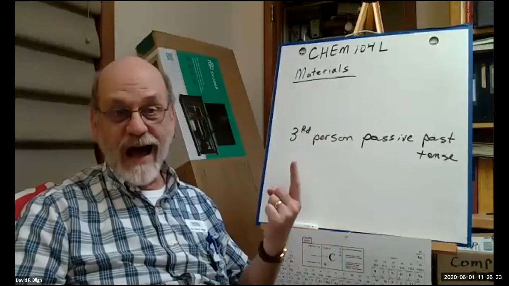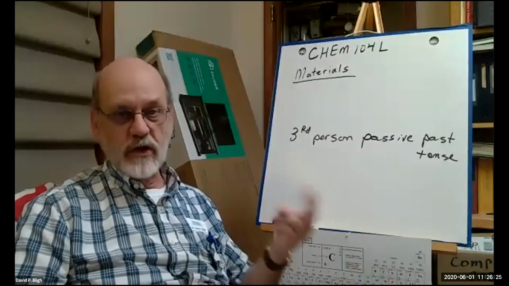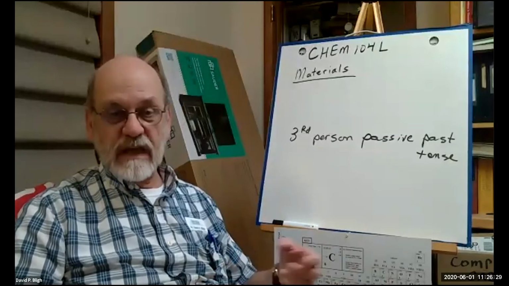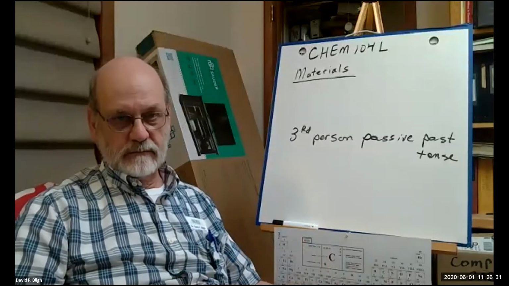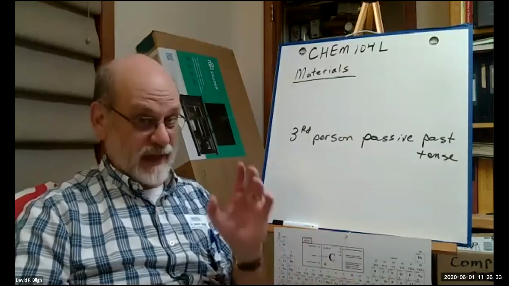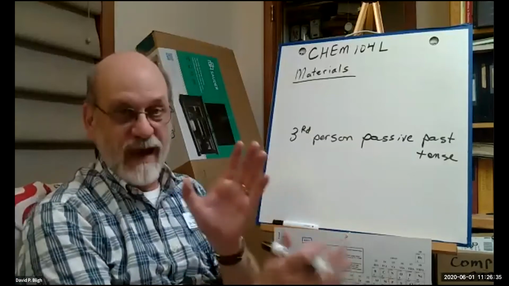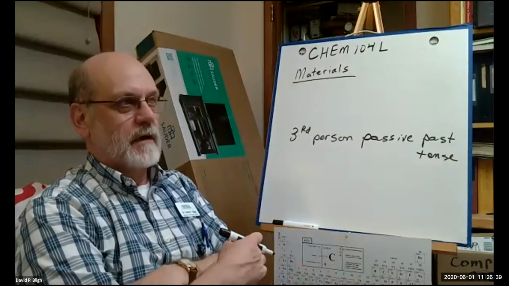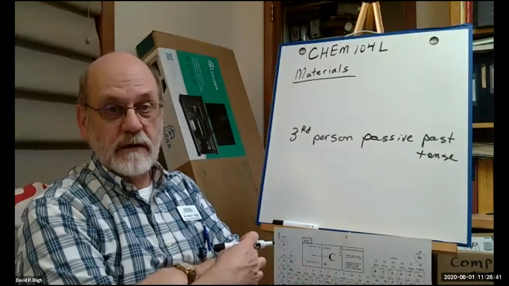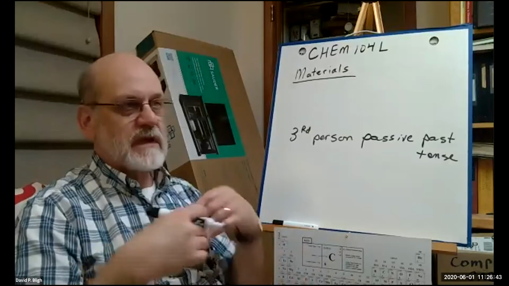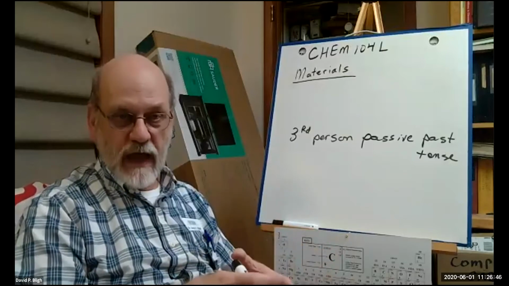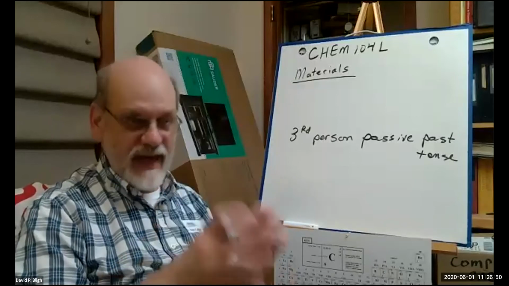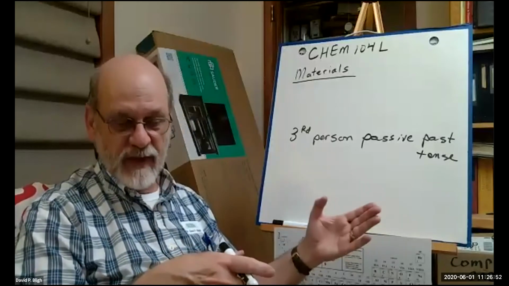First person, I. Second person, you. Third person, he, she, it. So you say it or something by name. In other words, lauric acid, approximately 8 grams of lauric acid was weighed on the analytical balance. That's third person passive past tense.